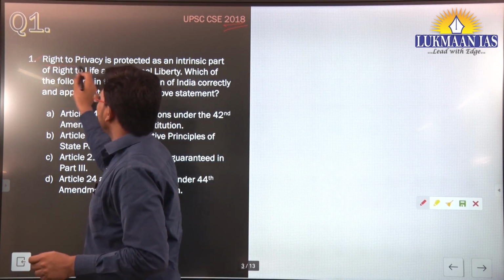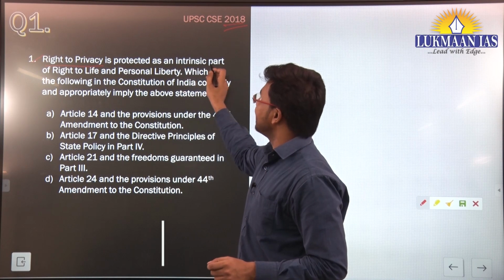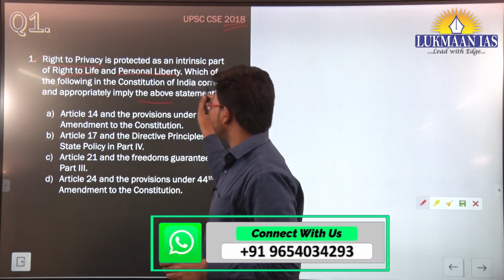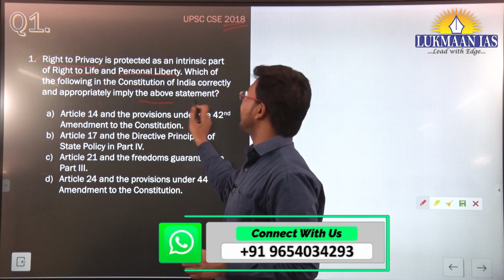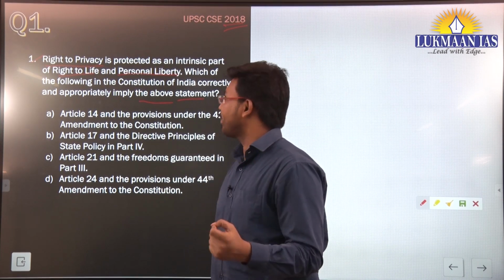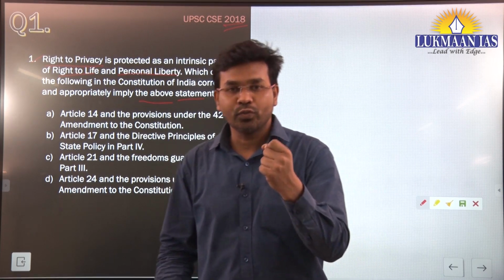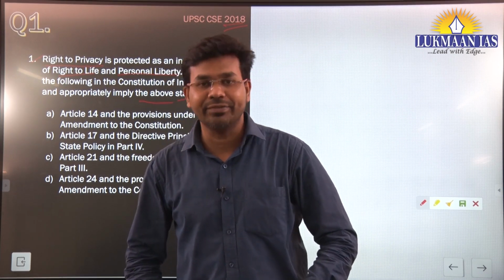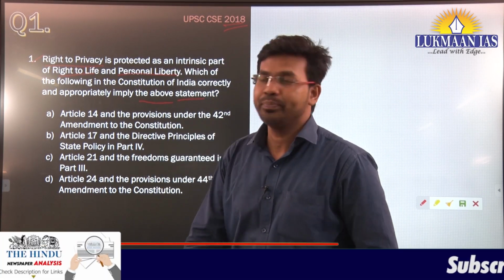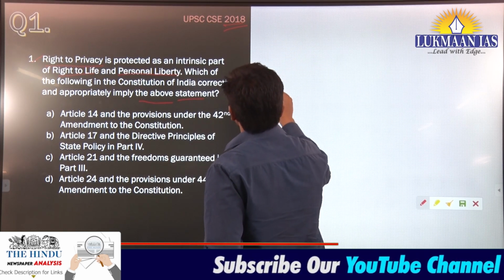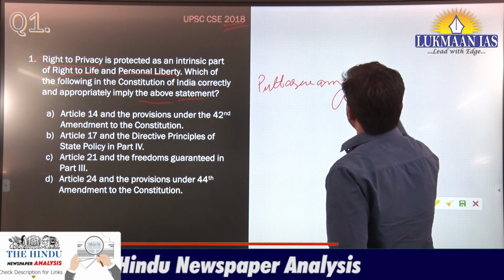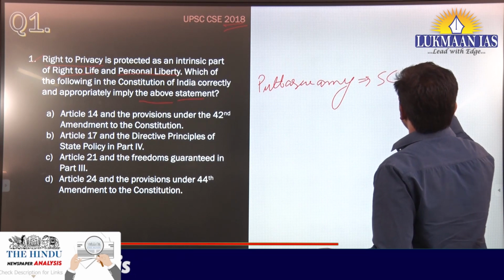It says, right to privacy is protected as an intrinsic part of right to life and personal liberty. Which of the following in the Constitution of India correctly and appropriately imply the above statement? When we talk about right to privacy as an intrinsic part of right to life and personal liberty, the Supreme Court of India has given a judgment in the Justice Puttaswamy versus Union of India case. In the Justice Puttaswamy case, the Supreme Court of India has given a verdict in the year of 2017.